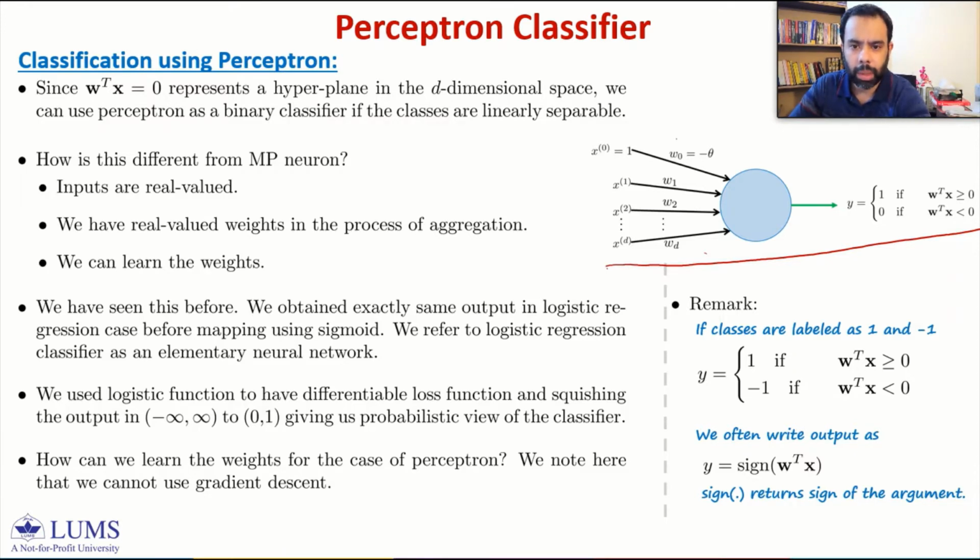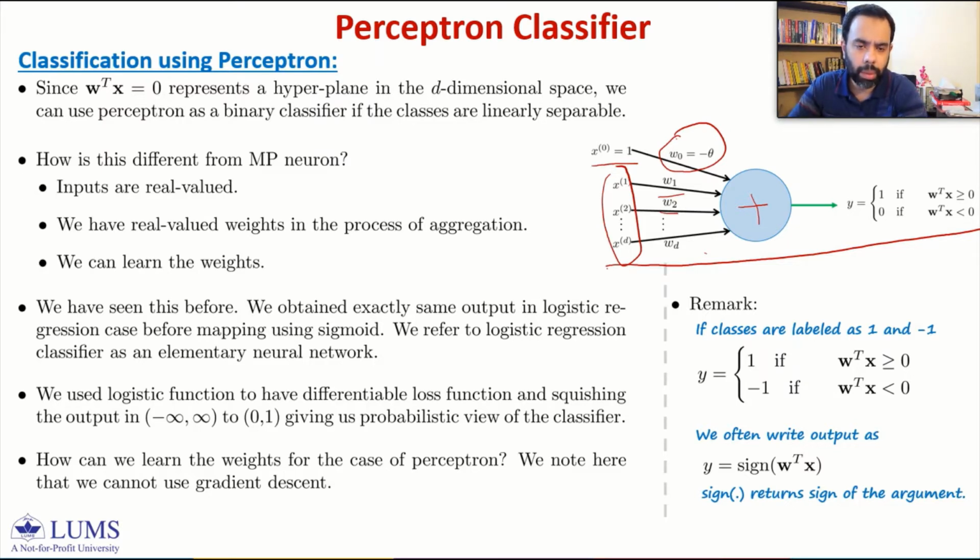We have d number of input features x1, x2, xd, and we multiply each input with different real valued weight w1, w2, and wd. And we also introduce this constant input to absorb this bias term at the input instead of considering it as a threshold at the output. So this block is simply aggregating the weighted sum of the inputs, and if this weighted sum is greater than or equal to 0, output is 1 and 0 otherwise.